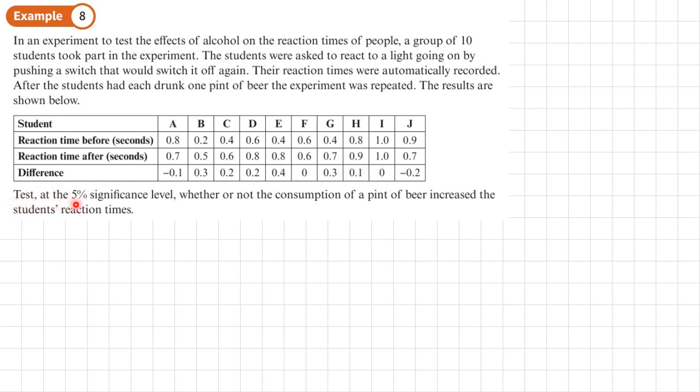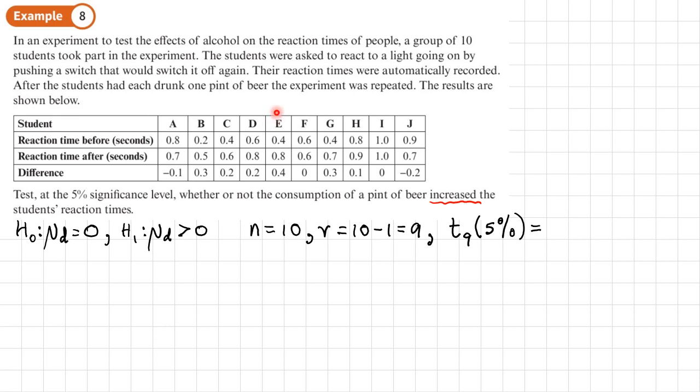What we need to do is test at the 5% significance level whether or not the consumption of a pint of beer increases the students' reaction times. So we can start with H0 and H1. So H0 is that the mean of these differences is 0, that it had no effect on the reaction times, and because it uses the word increased here, that means that we're expecting the mean to be greater than 0.